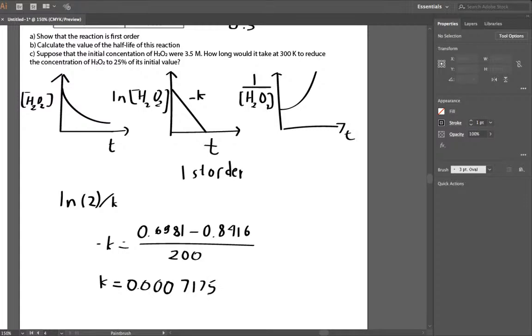So yeah, that is the k, and with that we can actually just do this now. Take the natural log of 2, divide that by 0.00077175. And so we know what the half-life is.